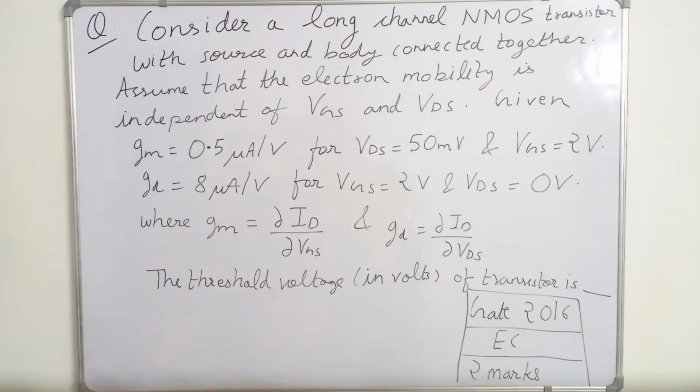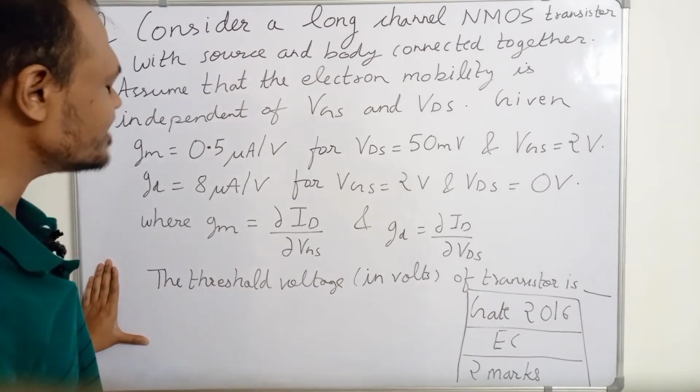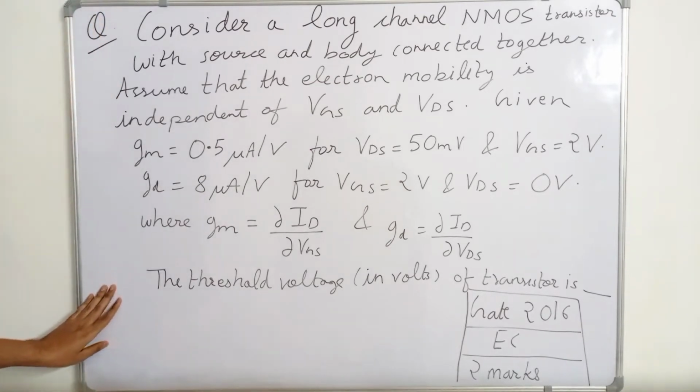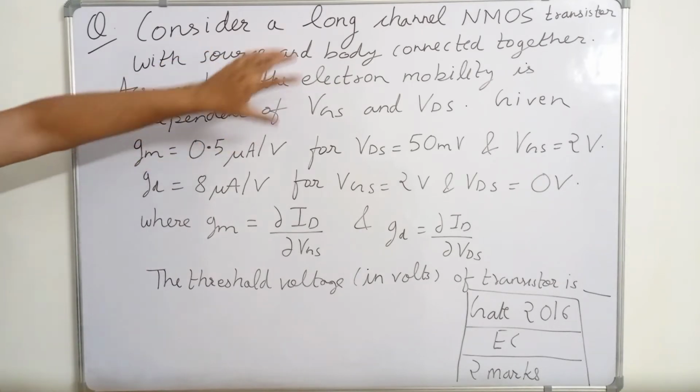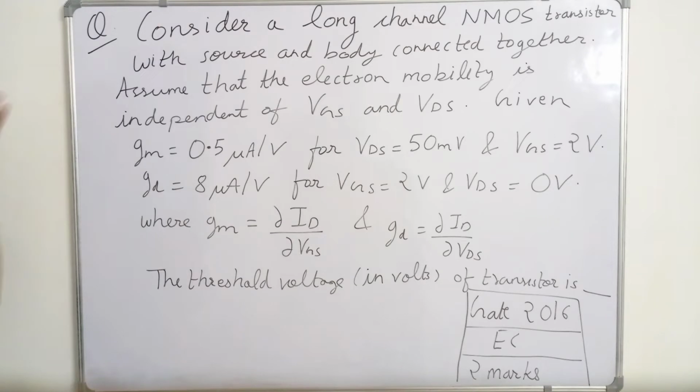Welcome. In this video we are solving a question from GATE 2016 from the electronics branch, and it is based on MOSFET. It says consider a long channel NMOS transistor. So we are given an NMOSFET with source and body connected together. Obviously in most MOSFETs the source and the body are connected together.